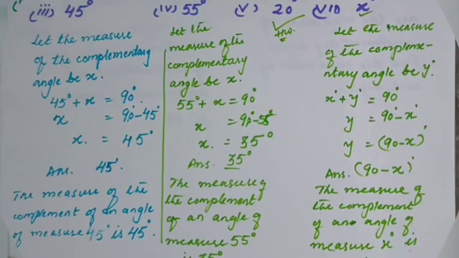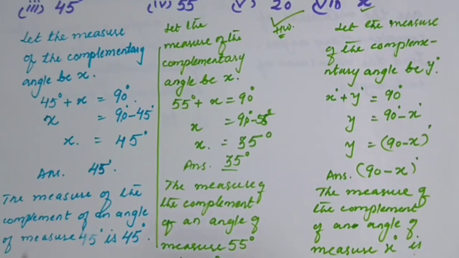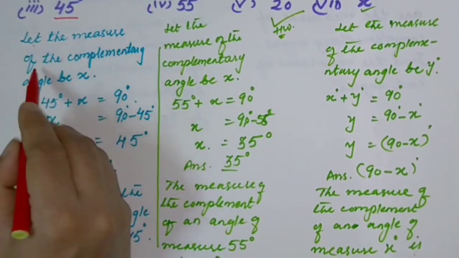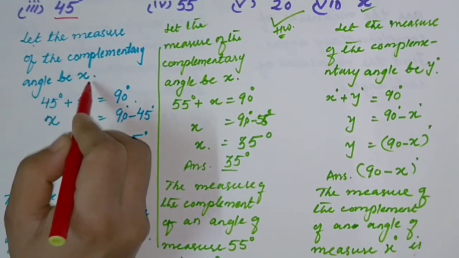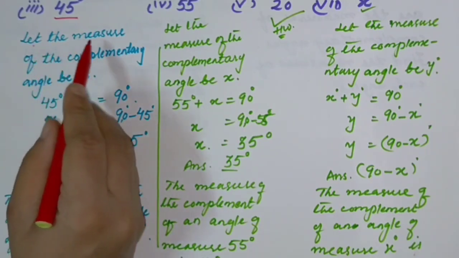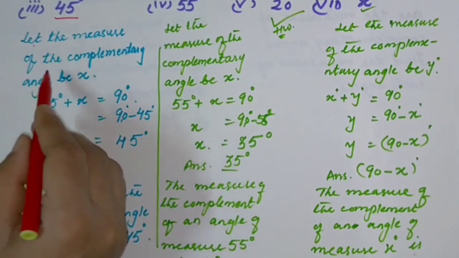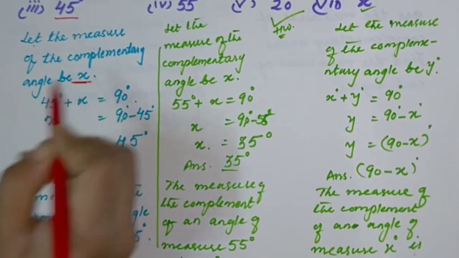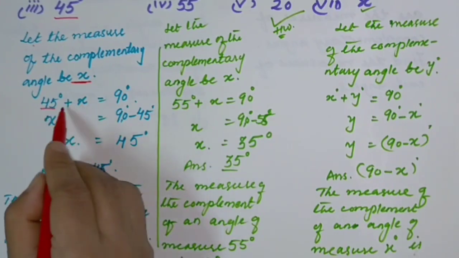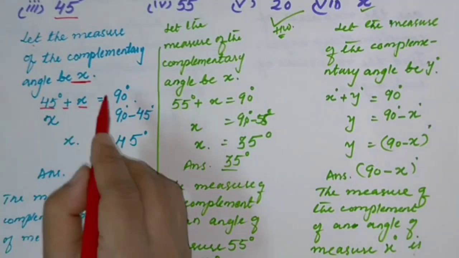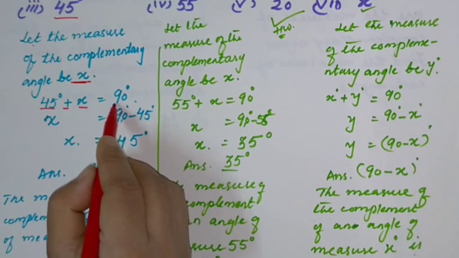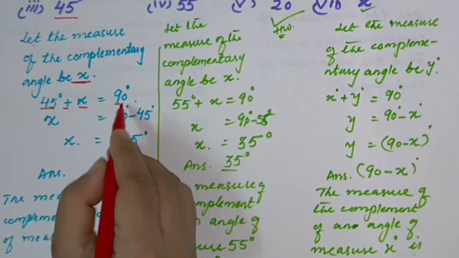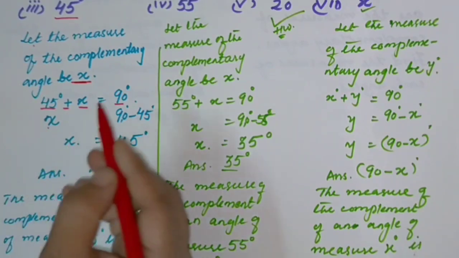Okay, now third question, 45 degrees. Now let the measure of the complementary angle be x. First step is what? To assume. Okay, now here let the measure of the complementary angle be x. Therefore 45 plus x is equal to 90. Why is it 90? Because it's a pair of complementary angles. Now we have to find the value of x.